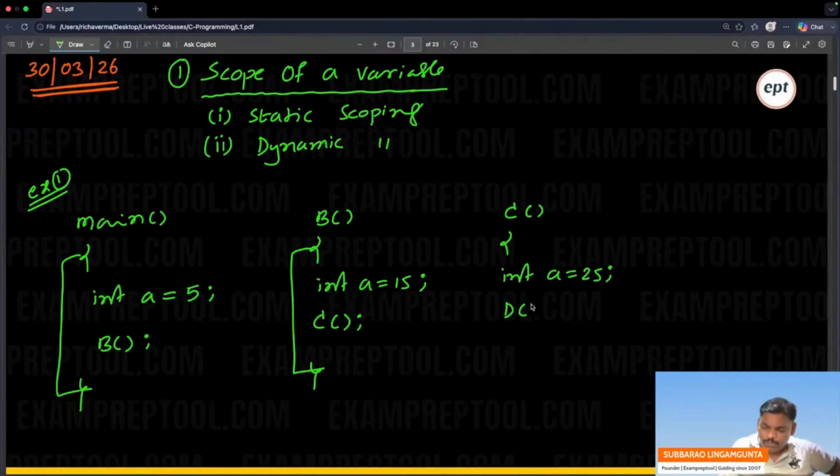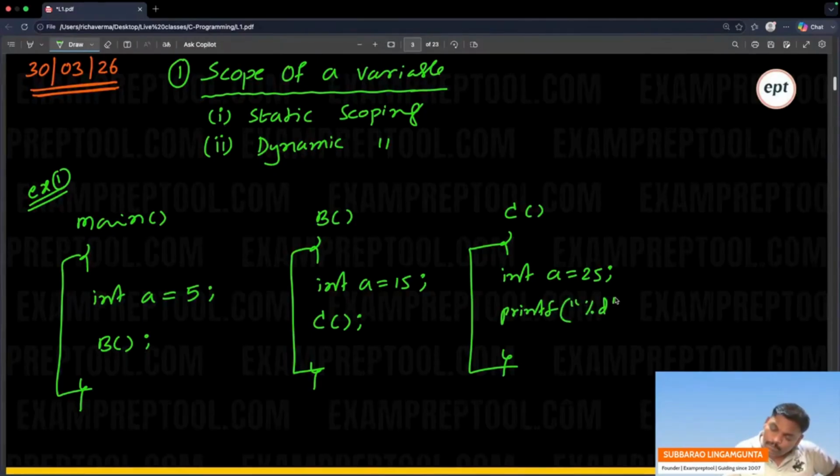The D function is called. Go to D. Otherwise, to make it simple, let us assume that there is no D function. So let me write int A is equal to 25. Next, printf percentage d, A. It is printed. So let us assume that there is one global variable also.